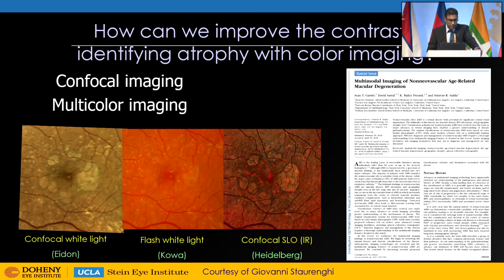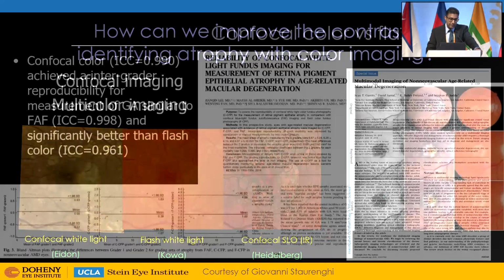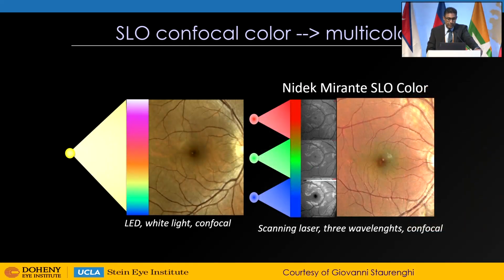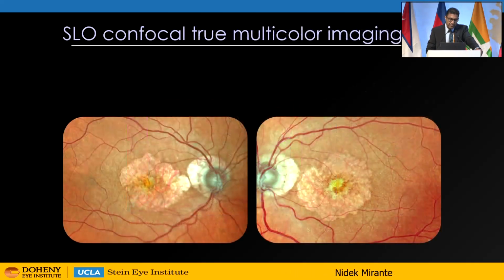We have shown that with confocal imaging, we can improve the contrast for identifying the borders of atrophy and actually achieve reproducibility amongst human graders comparable to fundus autofluorescence. Of course, you can use white light through a confocal aperture, but you can also use different component wavelengths of the spectrum to acquire this kind of imaging. And again, this kind of confocal multicolor imaging can do very well for rendering atrophy.